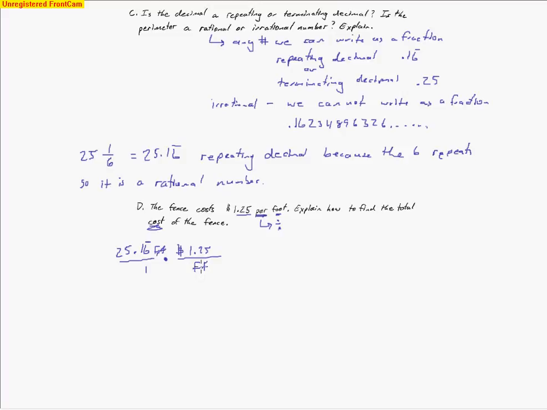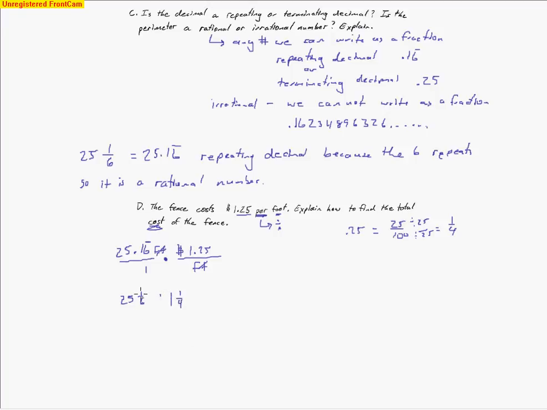So these feet are going to cancel, and so I'm going to change this back to the fraction form, 25 and 1/6, and then times by, and I'm going to change this 1.25 to a fraction as well. So I need to change 0.25 to the fraction form. Well, the 5 is in a hundredths place, so it's 25 hundredths, and then I just reduce it by dividing by 25 over 25, and that gives me 1/4. And so from this point, we can go ahead and rewrite that as 1 and 1/4.